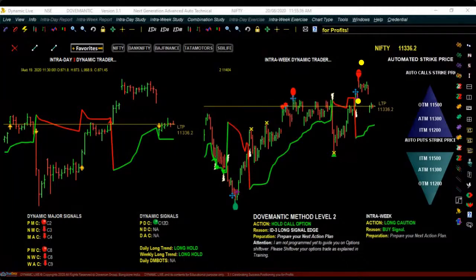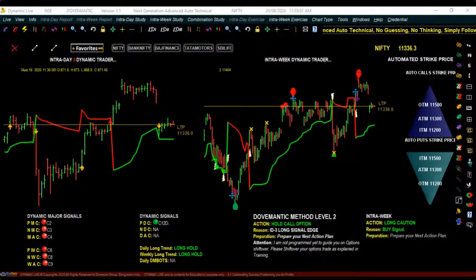But in spite of the gap down, it is telling us, wait, hold your call option. You don't have to exit it now. But once it tells you to exit, that is when you can go ahead and exit the trade. So this is about Nifty. Ms. Archana, this is for Nifty.